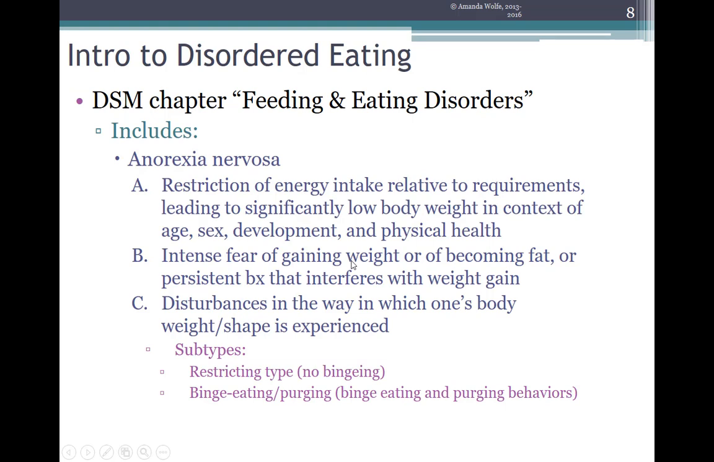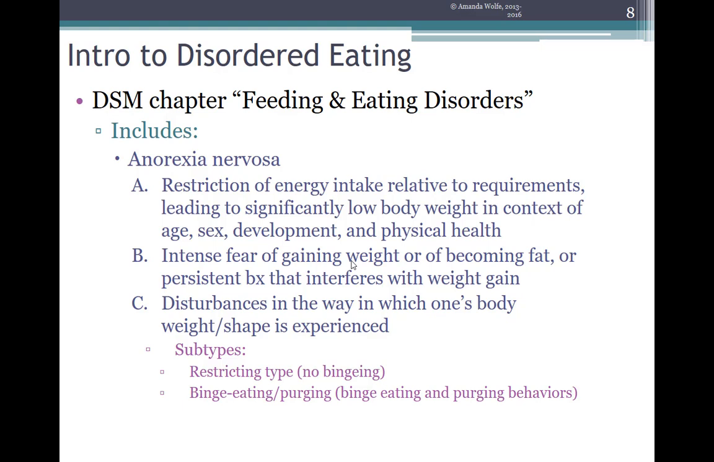The first one is anorexia nervosa. The key here is that anorexia nervosa is when someone restricts how much they consume, so much so that they have a significantly low body weight. In addition, they have an intense fear of gaining weight.